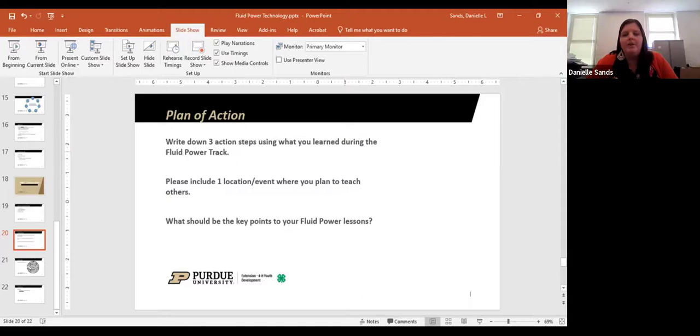Yeah. And also think about a location or an event where you plan to teach others. And then what should be the key points to your fluid power lessons? Well, obviously, fluid power performs work. So some key points to make are, what type of lever is your fluid power device? How is it performing work? You can talk about the differences between hydraulics and pneumatics. But just have some concise points with each lesson, because if we're just saying, here's a lever that does something with a syringe and some air or some fluid, it doesn't really tell them a whole lot about the purpose.